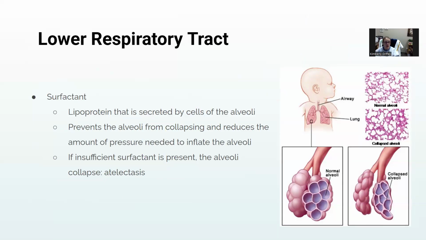Surfactant is a lipoprotein that's secreted by the cells of the alveoli, and they prevent them from collapsing. But if you have an insufficient amount of surfactant present, then your alveoli are going to collapse, and that's called atelectasis.